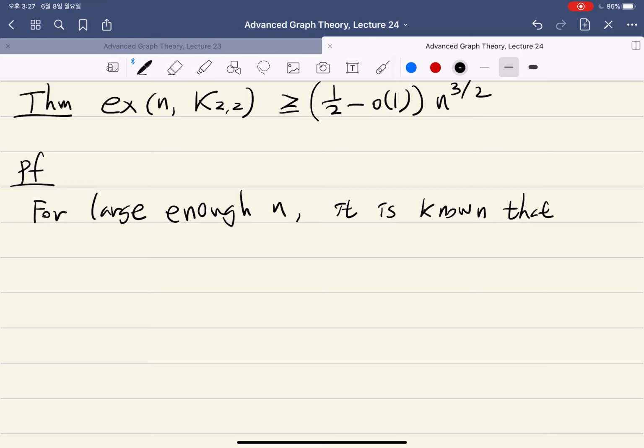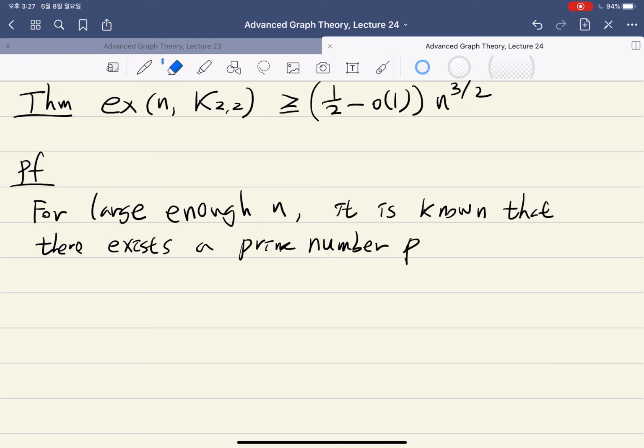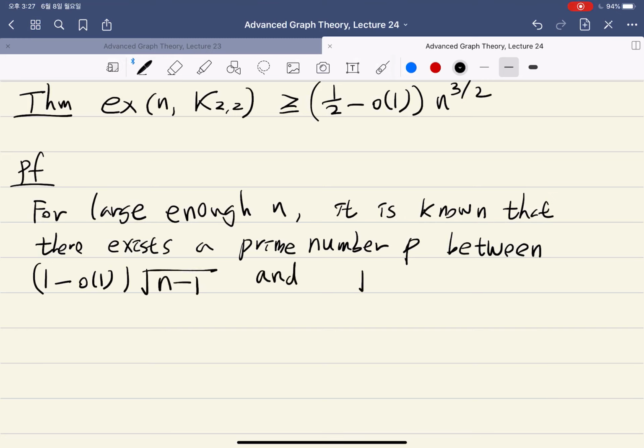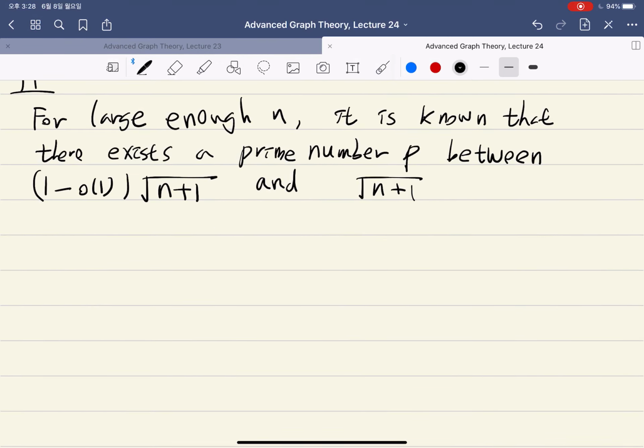We know that there exists a prime number p between (1 minus o(1)) times square root of n minus 1 and square root of n plus 1. I think this 1 doesn't really matter that much, but let's just say square root of n plus 1.